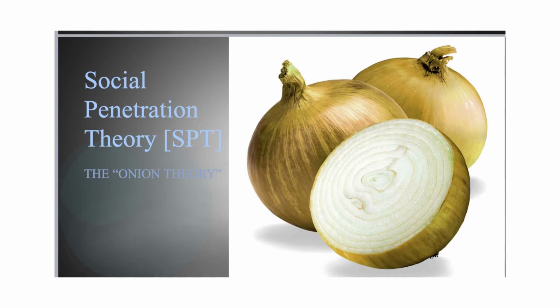Social penetration theory is known as the onion theory, not like How I Met Your Mother, the olive theory. This is a different vegetable that we're talking about here.